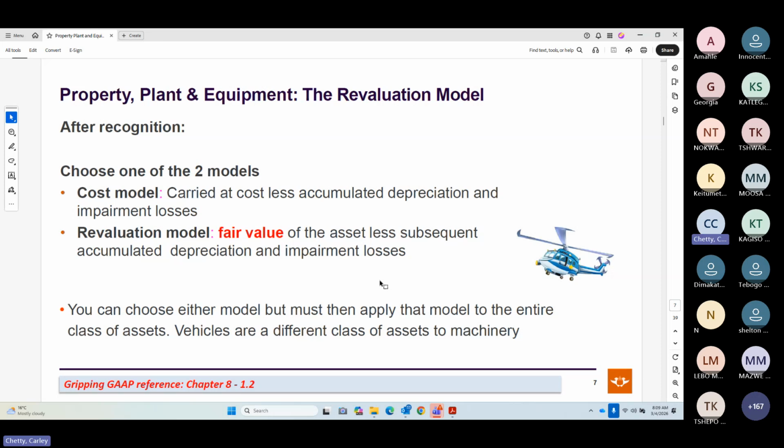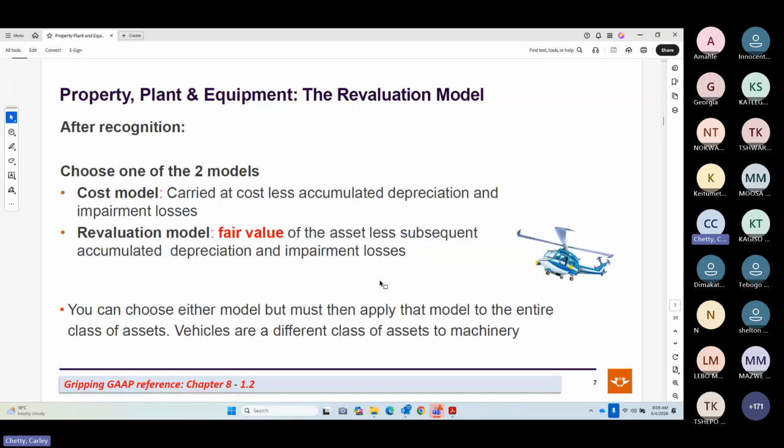So after recognition, a company needs to choose one of two models. Under the cost model, the item of property, plant, and equipment is going to be carried at cost, less accumulated depreciation and impairment losses. Whereas under the revaluation model, which is what we're learning today, the item of property, plant, and equipment will be carried at fair value of the asset, less subsequent accumulated depreciation and impairment losses. You can choose either model here, but the model must be applied to the entire class of assets.